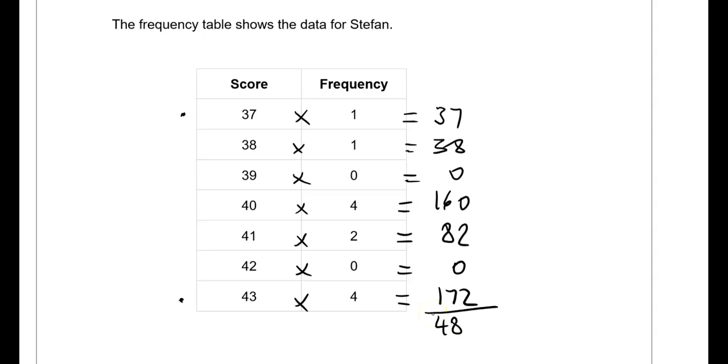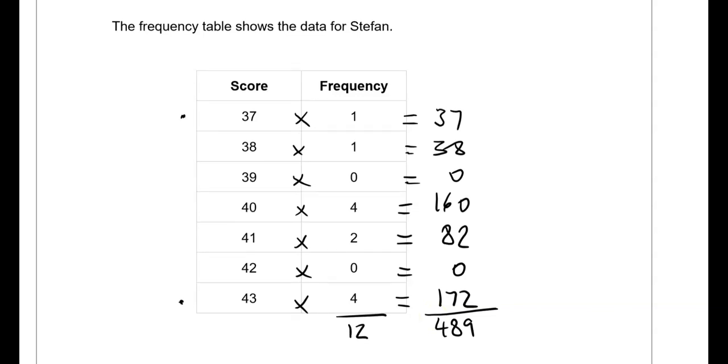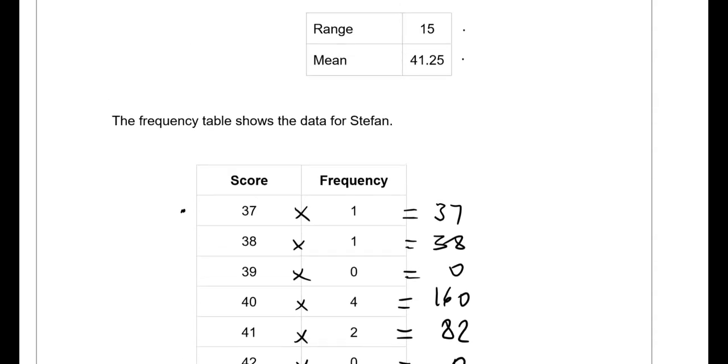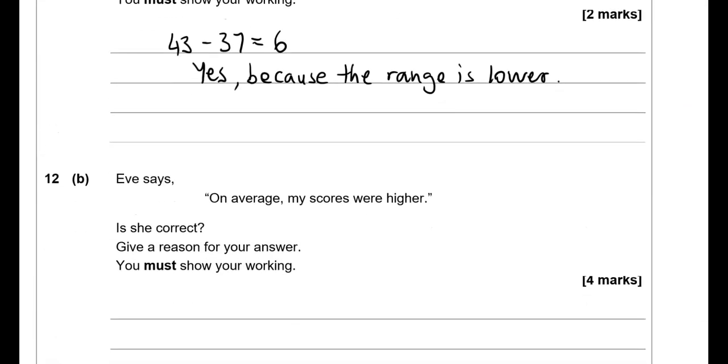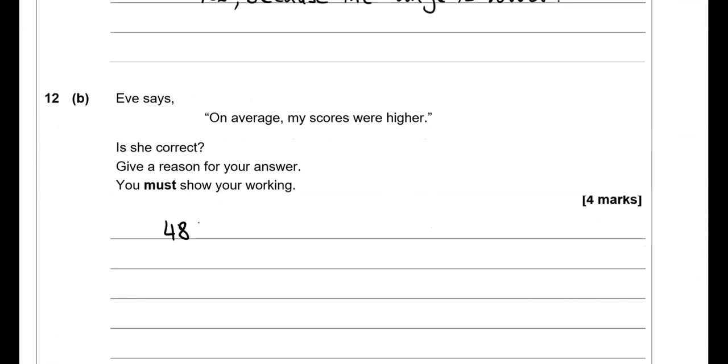So this is 489 in total, and adding all of these is 12. So we'll do 489 divided by 12, and we'll compare it to 41.25. Which is 40.75. So now that is lower than Eve's. So is she correct? Yes, she is correct.